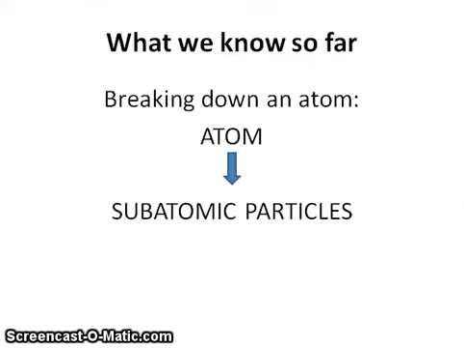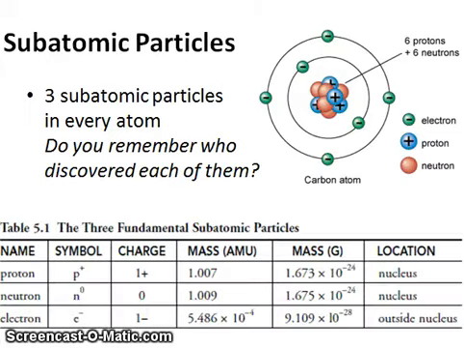What do we know so far? After studying the history of the atomic model, we know that the atom can be broken down into subatomic particles. These subatomic particles are the proton, neutron, and electron. So we have three subatomic particles in every single atom.